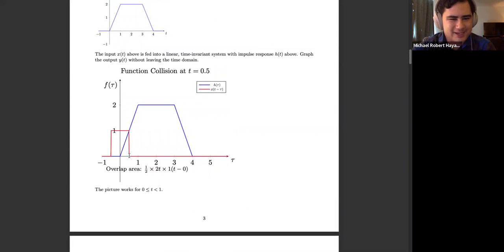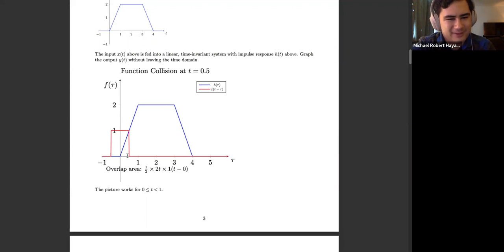So this leading edge right here is at t. This trailing edge of the red x(t − τ) is at t minus 1. What is the amount of overlap area between these two signals? Well, if you look right here, where the blue and the red overlap and are non-zero, they make a triangle. The formula for the area of a triangle is 1/2 base times height.